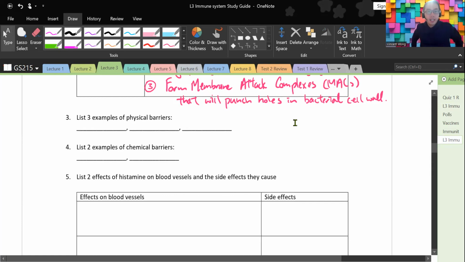Examples of physical barriers. We did this already, right? And we also did examples of chemical barriers. Let's just quickly write them down. We have skin, we have mucous membrane, and we also have normal flora, for example.